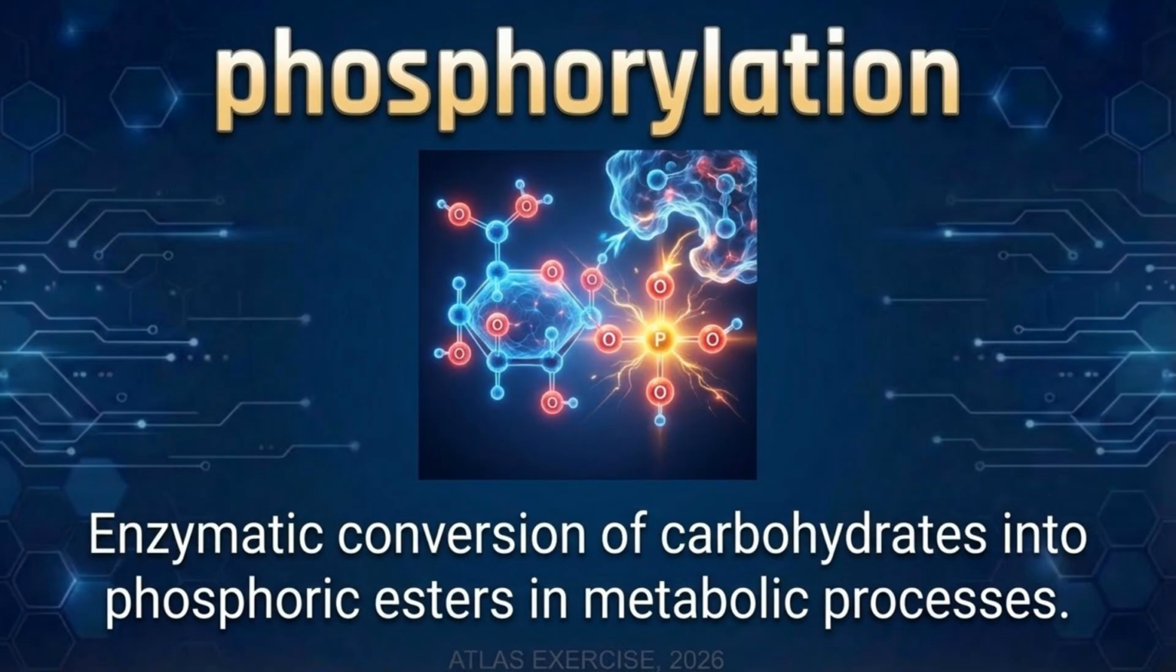Phosphorylation is the enzymatic conversion of carbohydrates into phosphoric esters in metabolic processes. Phosphorylation. Definition: the process of adding a phosphate group to a molecule to activate energy transfer. Example: ATP production during metabolism. Interesting. Without phosphorylation, your body could not produce usable energy.